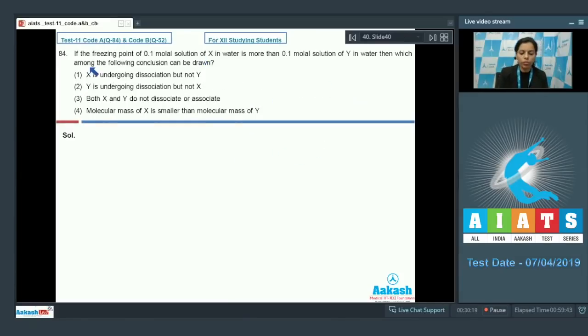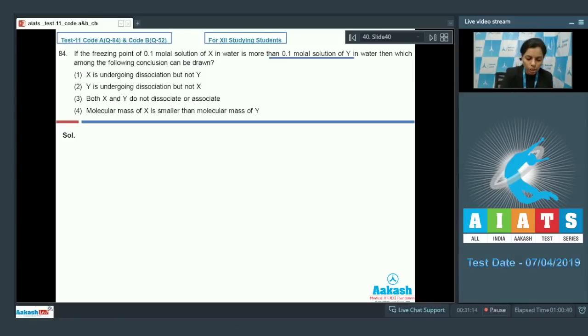Now, question number 84 we have. If the freezing point of 0.1 molar solution of X in water is more than 0.1 molar solution of Y in water, then which among the following conclusions can be drawn? We know that depression in freezing point is a colligative property, and its value is affected by the number of solute particles in the particular solution. So if we talk about the decrease in freezing point in water in case of Y, it's clearly showing you that the number of particles is more. And how are these particles more? Because Y is undergoing dissociation. But if I talk about X, there is no dissociation. That is why it is so.